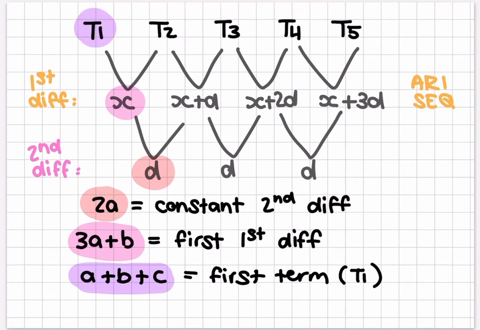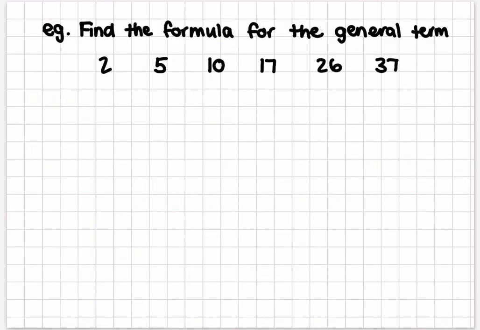So one thing to note is we use simultaneous equations with these to calculate our a, b, and c in the Tn equals an squared plus bn plus c. Okay, so let's go straight into an example so that we can see how to do these questions. The first thing is to map out our problem. This is to help us identify what kind of sequence we're actually dealing with.